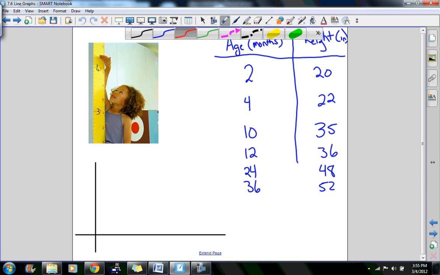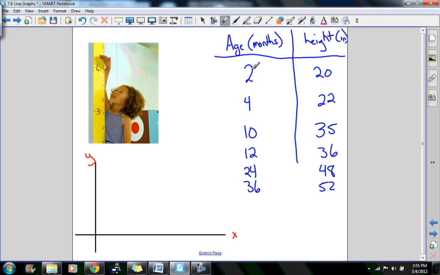Now, here's what's important about line graphs. The numbers that go up consistently always need to be on the x-axis, which right here is the x-axis and this is the y. If I look here at age or here at height, I have to ask myself, which of these goes up consistently by the same amount? And the truth is, time will almost always be on the x because time is constant.